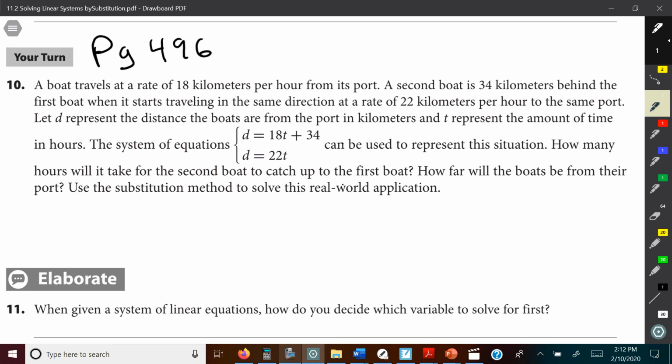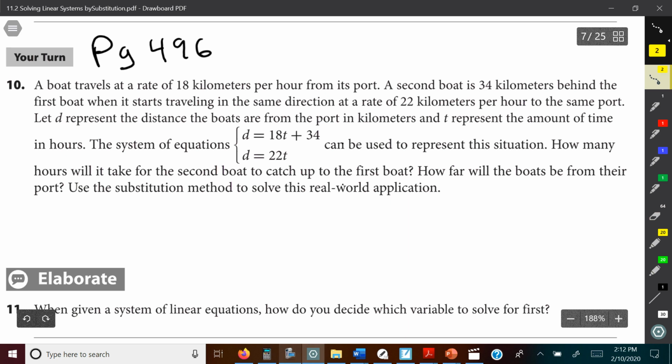Here it says a boat travels at a rate of 18 kilometers per hour from its port. A second boat is 34 kilometers behind the first boat when it starts traveling in the same direction at a rate of 22 kilometers per hour to the same port. So the first boat has got a 34 kilometer head start, but it's going 18 kilometers per hour. So it's going slower than the other one, which is 22 kilometers per hour.